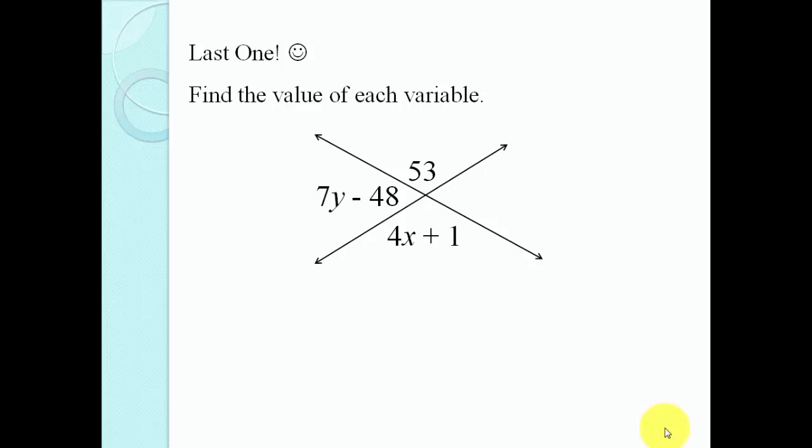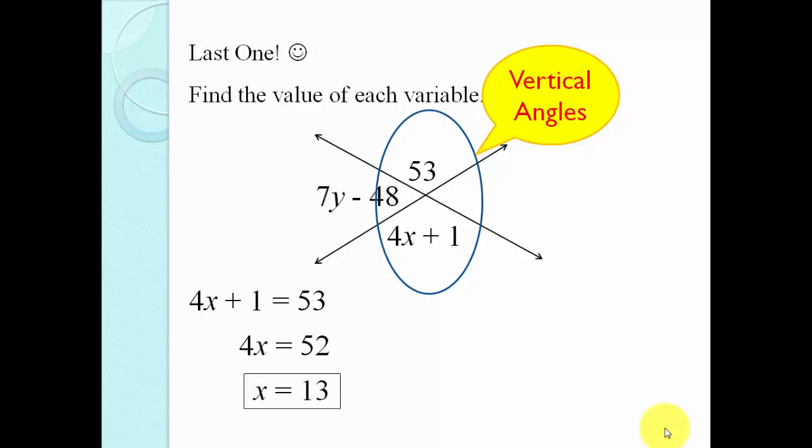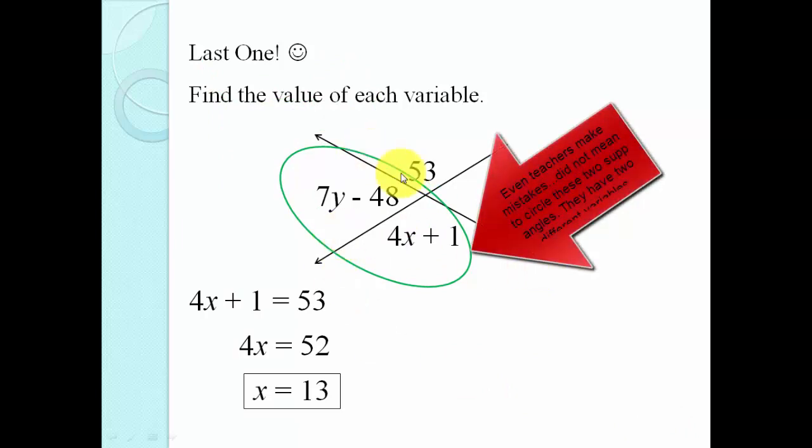Last example, make sure you pause the video and try this one on your own. The first special angle pair that I notice are the vertical angles. I know vertical angles are congruent, so I'm going to set these two measures equal. Now I just need to subtract 1 and divide by 4 to get that x is equal to 13. The next angle pair that I see are the supplementary angles that fall along the line.